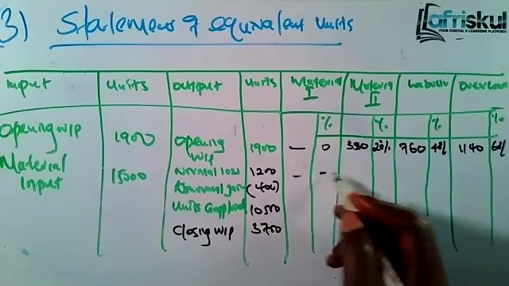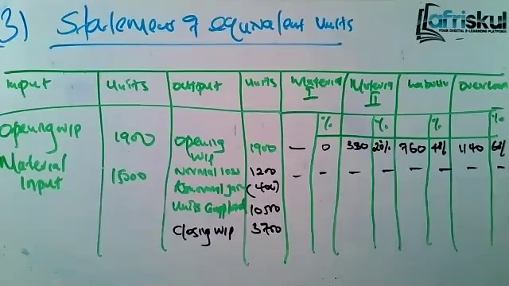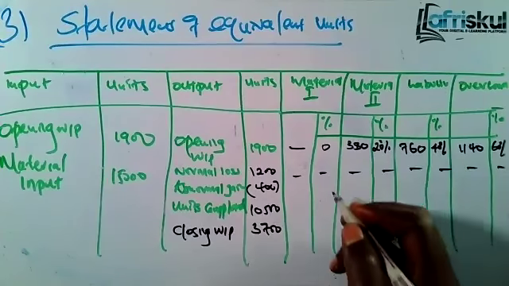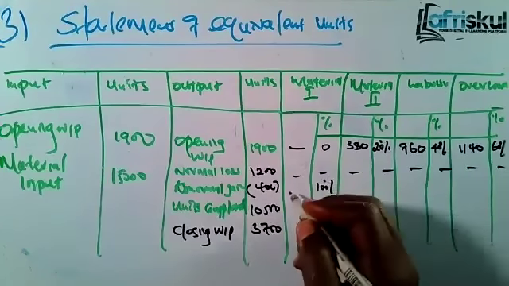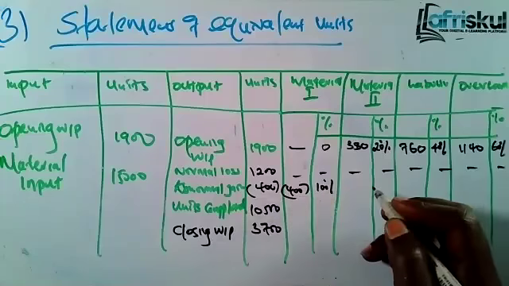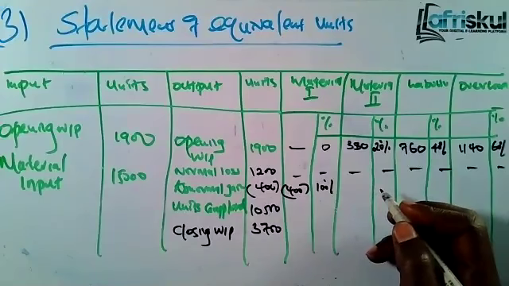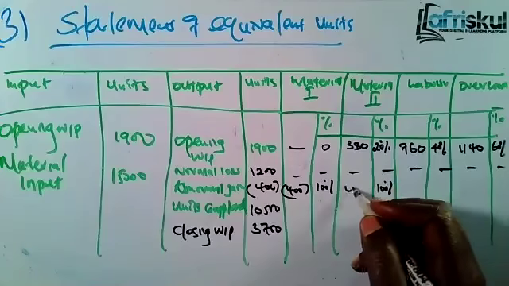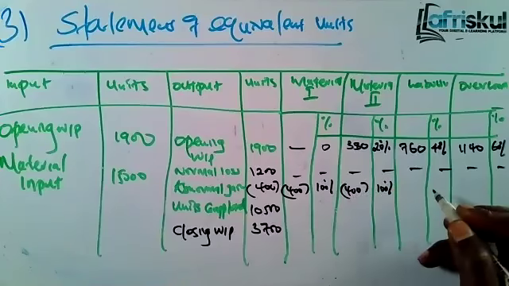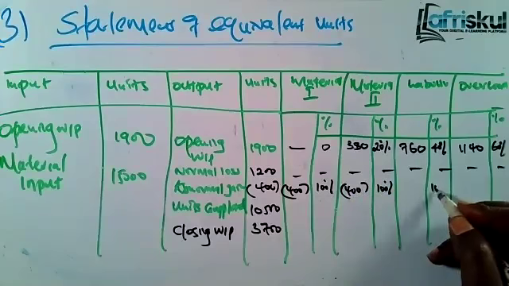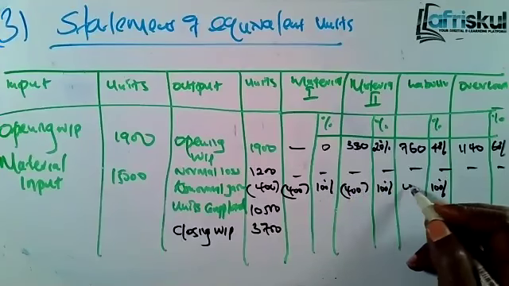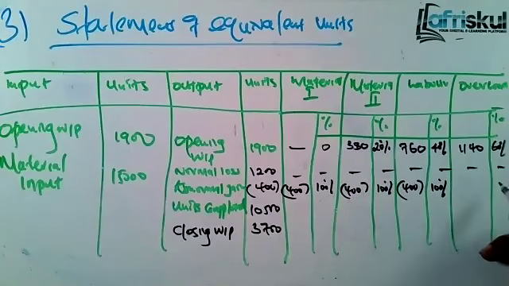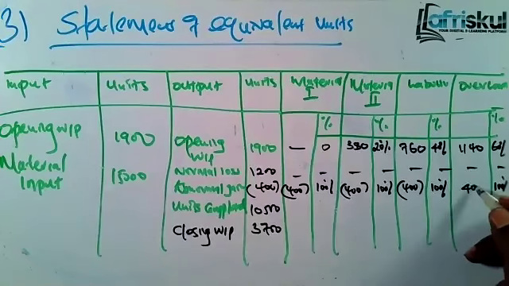Normal loss, we said, you put a dash across, and then abnormal gain 100%, which is minus 400 for direct material one. And then for material two, again, it is 100%, which is 400 minus. And then for labor, it is 100% again, which is minus 400. And then for overhead, it is 100%, which is 400 minus.